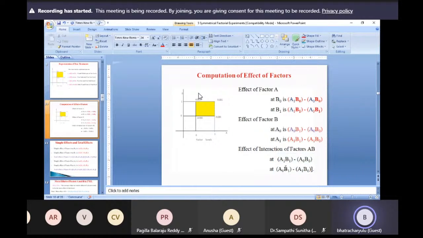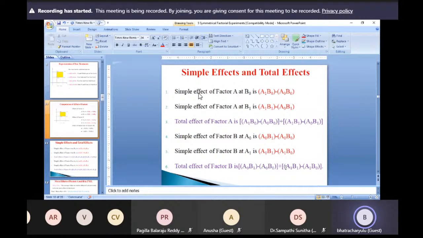Okay, that I will show in this one. The simple effect is what you calculate individually, and the total effect is the sum of the simple effects. Are you following the difference between a simple effect and a total effect? A simple effect is the one at a low level that I'm calculating. That is simple. And at high level again I'm calculating, that is also called another simple effect. And the total effect is the sum of these two that I'm calculating. Similarly for factor B, the sum of the two simple effects.